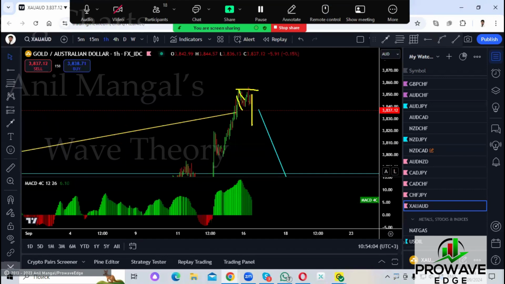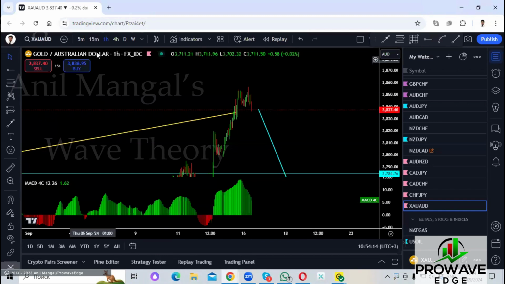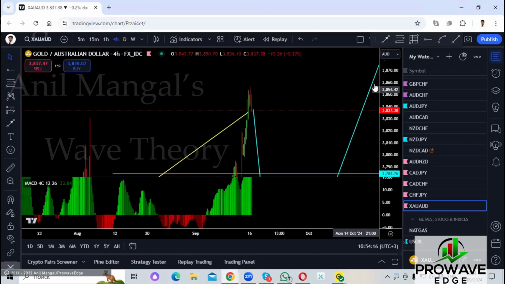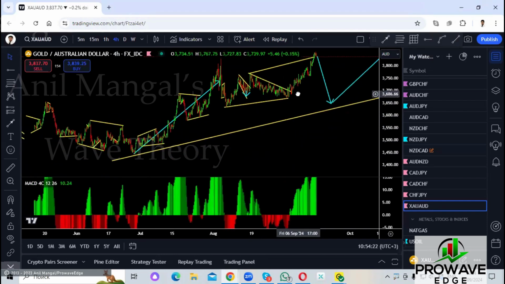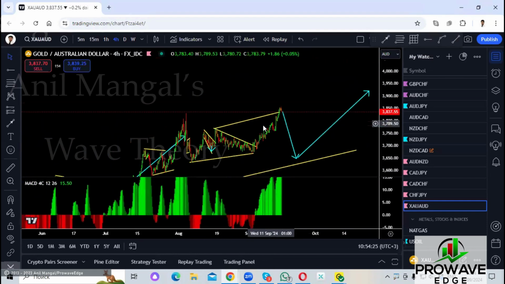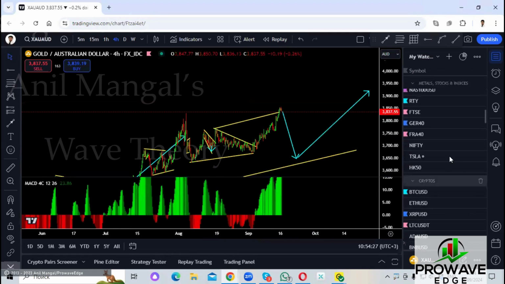So wait for this to come here, make a flag, and then start looking for sell setups. If it's making a flat, we can buy, but that will take a lot of patience. I think this sell is the most likely thing to get here. Look for sell setups.